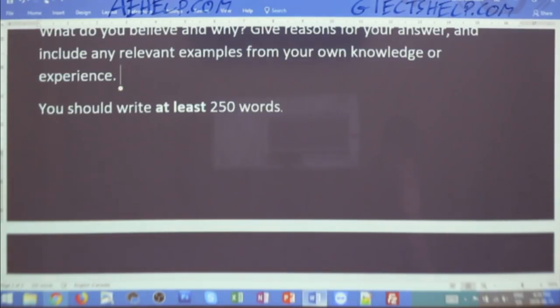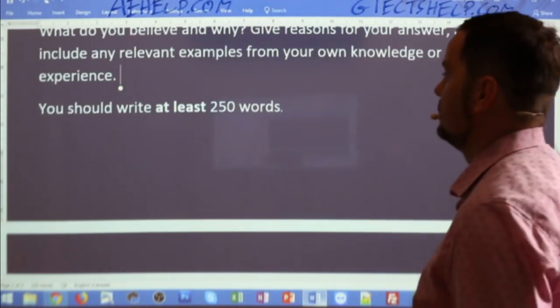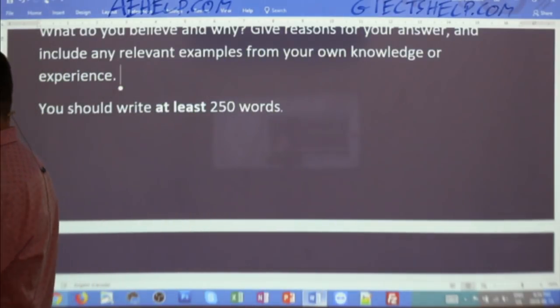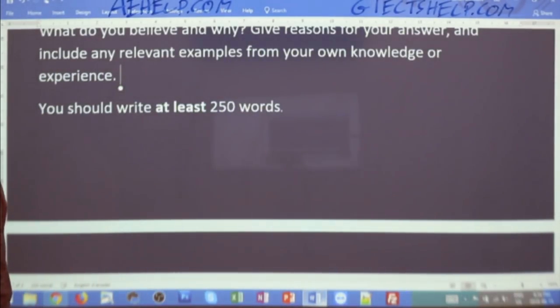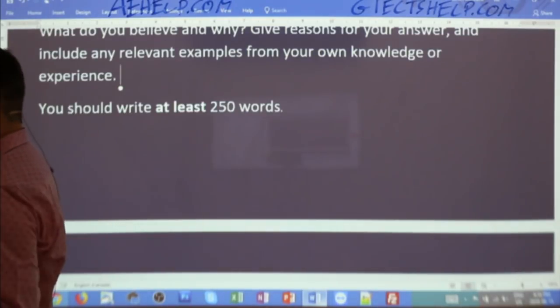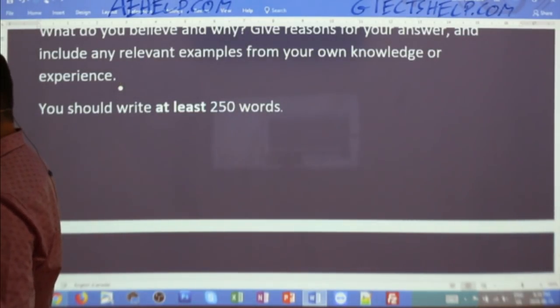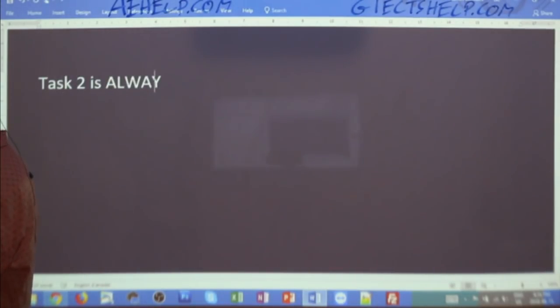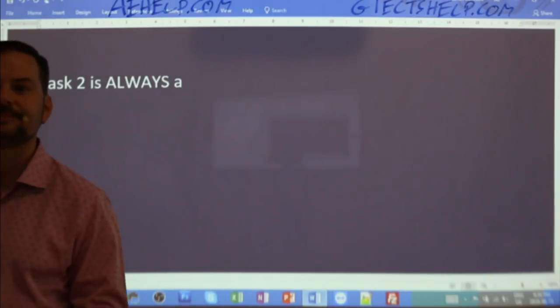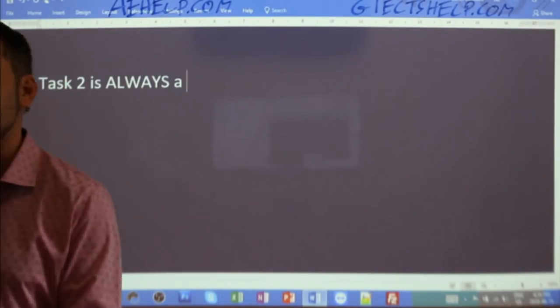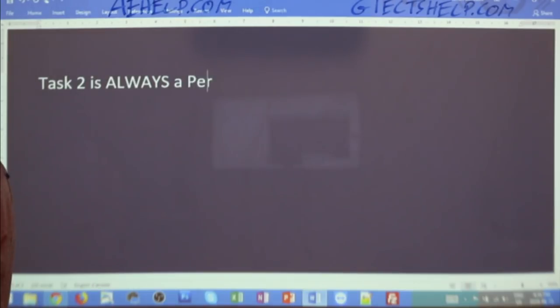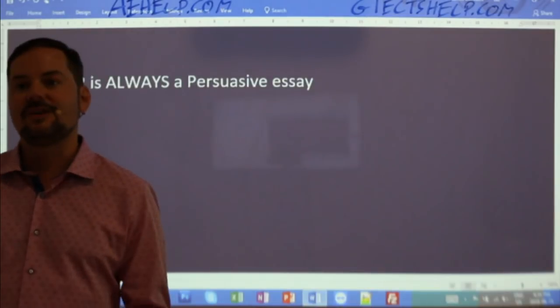Task 2 is what kind of essay? This is a review for some students. So what kind of an essay is task 2? It's always this kind of an essay. The reason why is because a lot of writing in university and in life tends to be this type of writing. So this is a review for some students, and of course, it might be new for some other students. So task 2 is always a... Yeah, that's right, Jeffrey. It's a persuasive essay, which means it's argumentative. Your goal is to convince somebody.